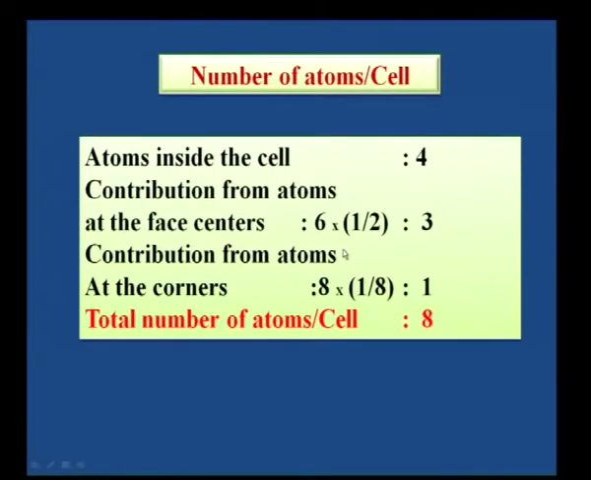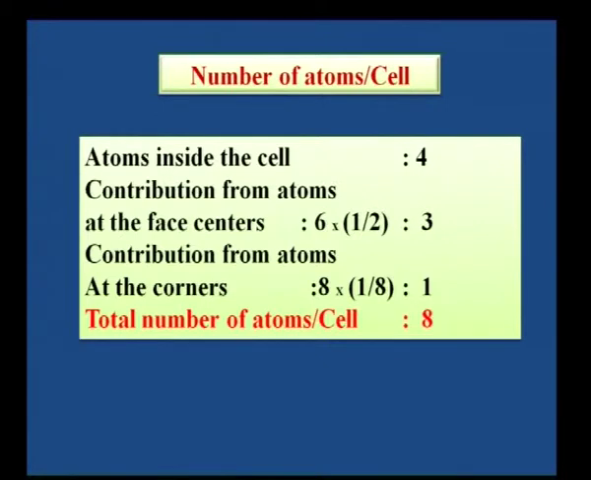Atoms inside the cell is 4, as I told you just now. I showed the picture, the green atoms, they are the atoms inside the cell. Now, the contribution from atoms at the phase centers, any atom at the phase center will contribute only 1/2 to the cell under consideration. Therefore, there are 6 phases. So, 6 into 1/2 will be 3.